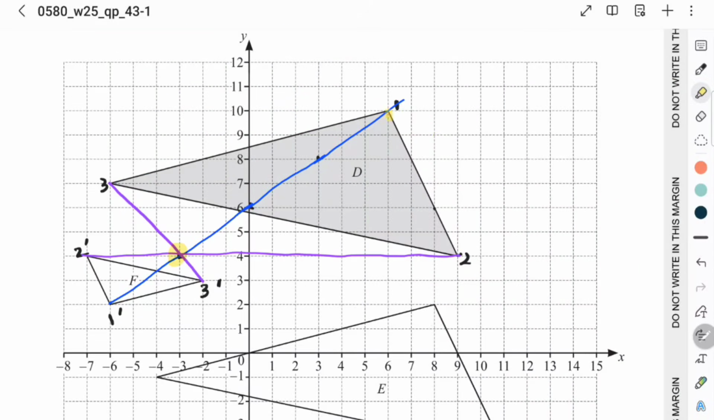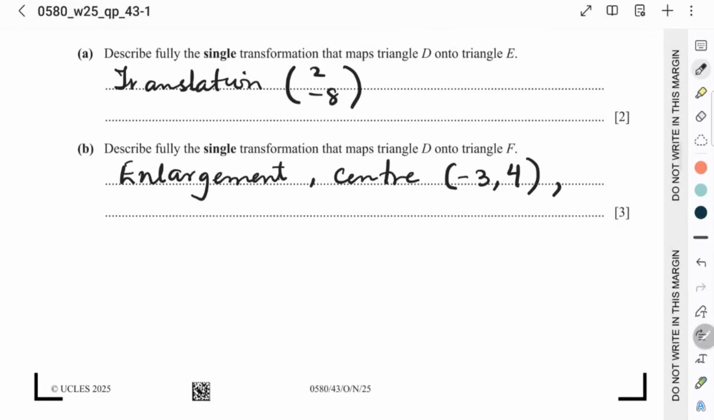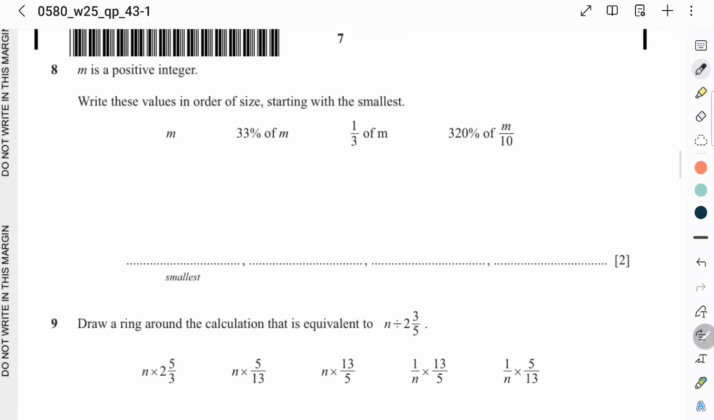Take any point, for example 1, 2 and 3. I'm just taking this line, it is only 2 boxes, meaning 1. So you can see this is 1, this is 2, and this is 3, and it is only 1. Any point you can take. So the scale factor is negative because your center of enlargement is in the middle. Scale factor is image upon object. So image is 1 and object is 3. Okay, so this was a 3 marks question.